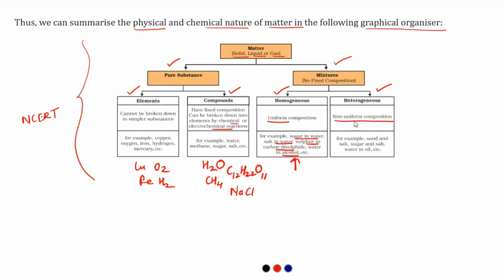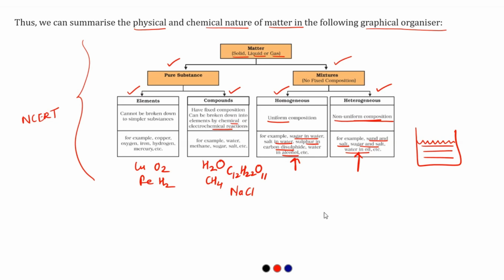Next, for heterogeneous, examples are sand and salt, sugar and salt, water and oil. See the example of water and oil. If you take water and put oil, the oil will remain floating on the top. It will not get mixed into the water. So easily, clearly, we can differentiate oil and water. And this is called non-uniform composition. So this was the summary of the physical and chemical nature of matter in a graphical organizer.